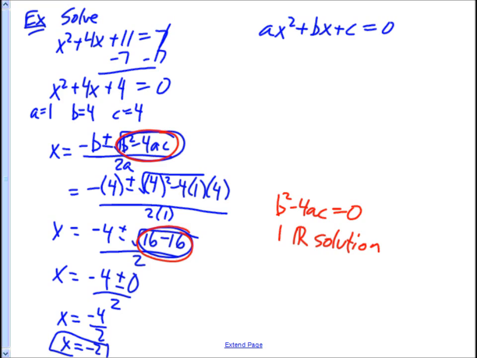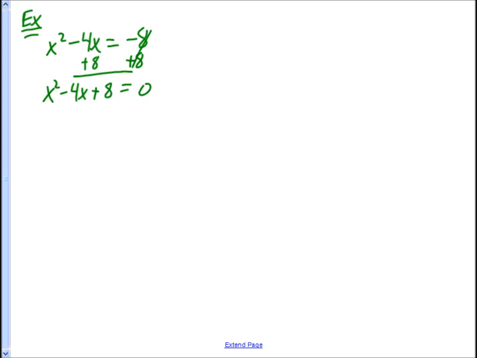All right? Let's try one more quadratic formula problem. How about x squared minus 4x equals negative 8. Make sure you get that one side equal to 0 before you even start this, right? There it is. What's our A? A is 1. B is negative 4. C is 8. Go to town.